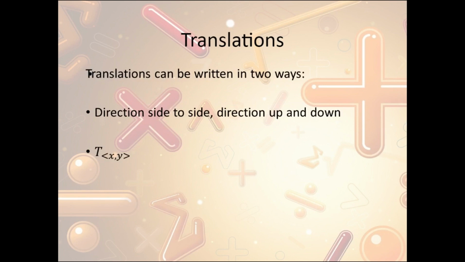We could write it as a direction side to side and up and down. So we could say we're going to move to the right 6 units and then down 4 units. Or we could write it this way, T, and then these little carets here, and then X, Y. X represents the change in the X, so the side to side movement. And the Y represents the Y movement, so the up and down movement.